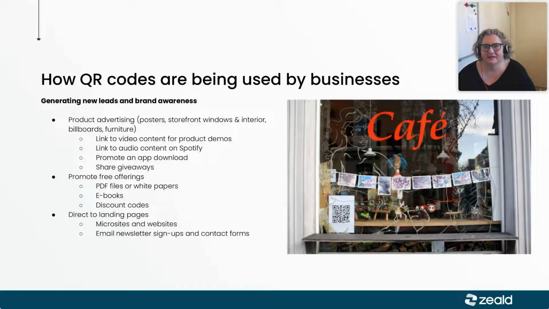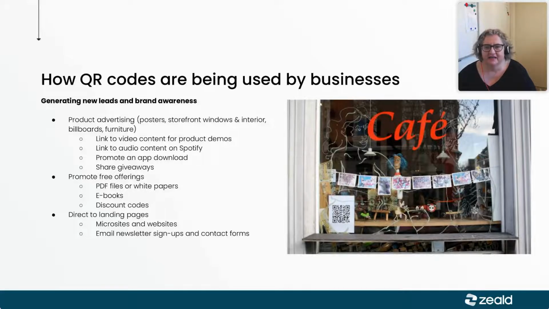You can link to audio content for product demos, link to audio or video content. You can put stuff on YouTube, make it even a private channel if you need to, but they can link to that kind of content there, or to Spotify information, promote app downloads. You can promote PDF downloads as well, and you can do share giveaways through the QR codes. And obviously, free offerings, adding that extra value to your product is really awesome, and that helps to generate new leads and brand awareness by doing these kind of promotions.